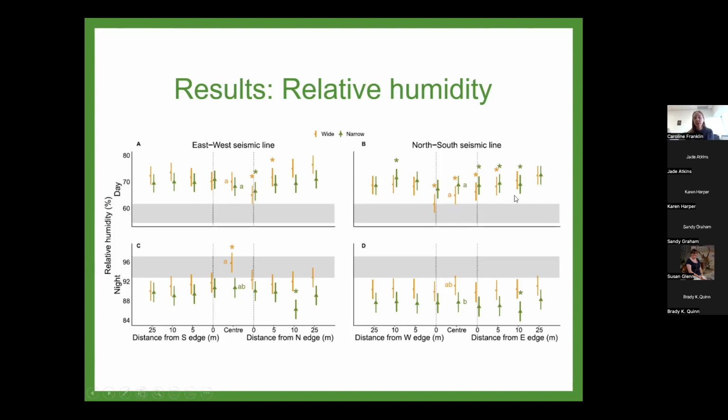And we are seeing differences between the wide and narrow lines too. So you'll notice that a lot of the time the differences between edge effects are actually greater at these wider seismic lines compared to the narrow seismic lines.